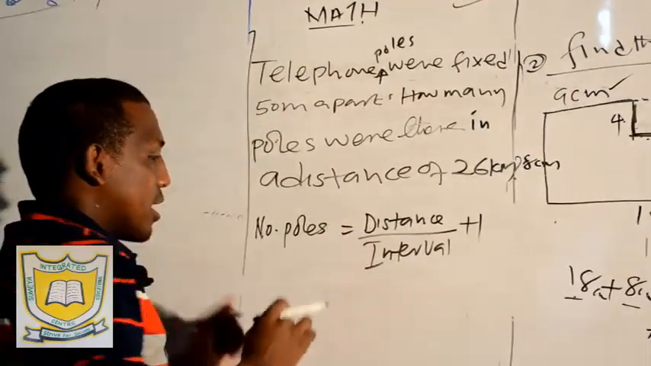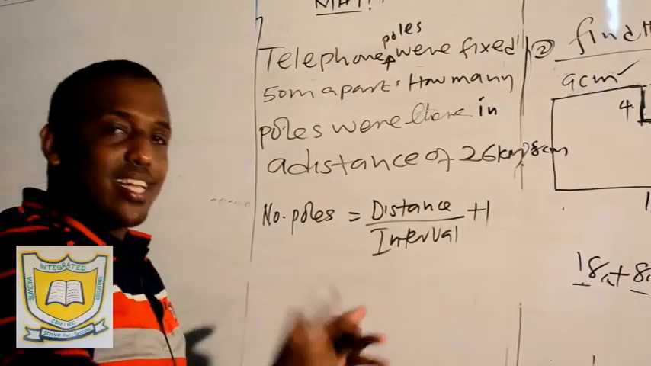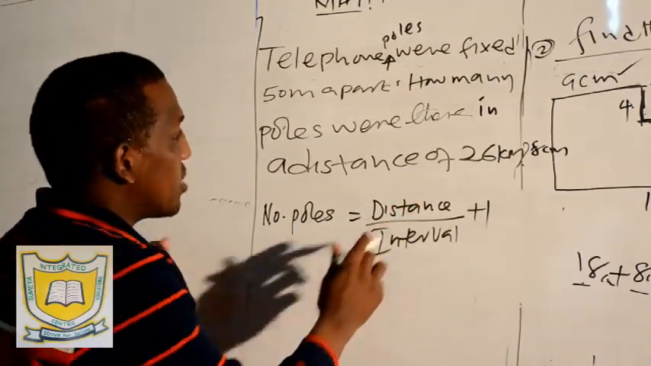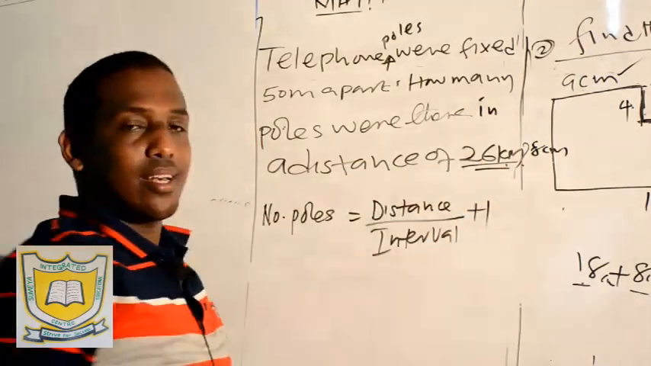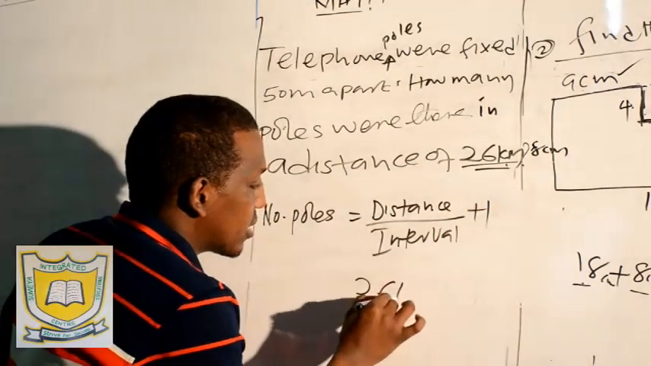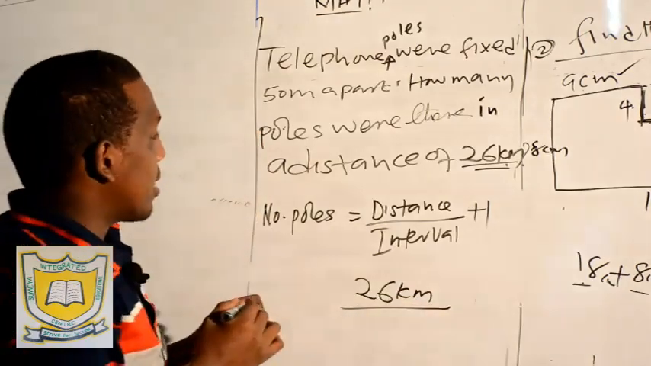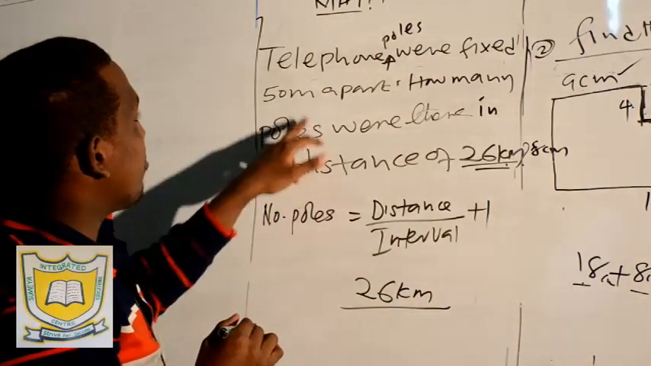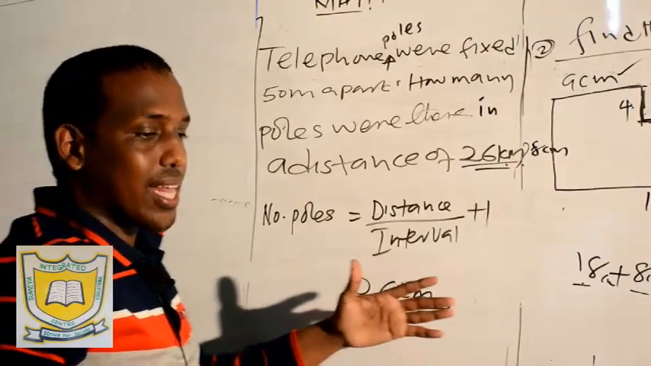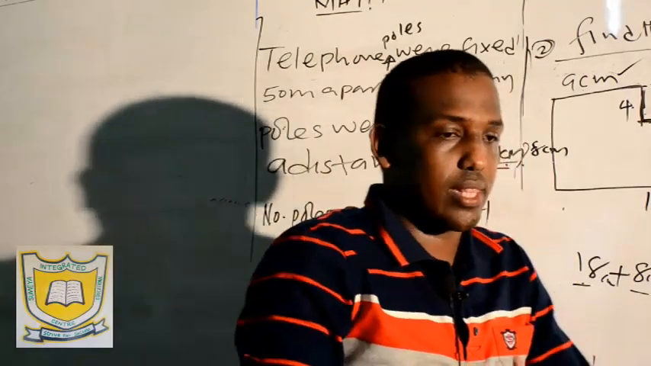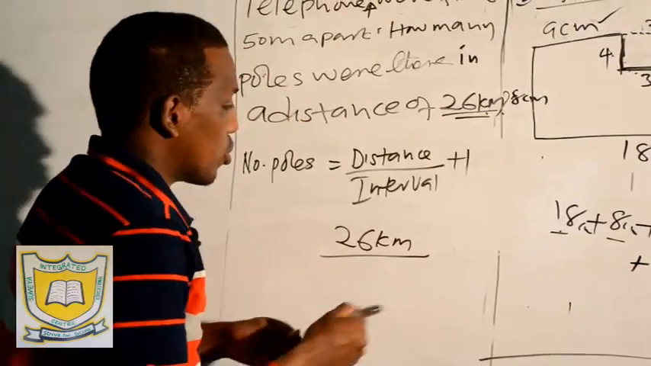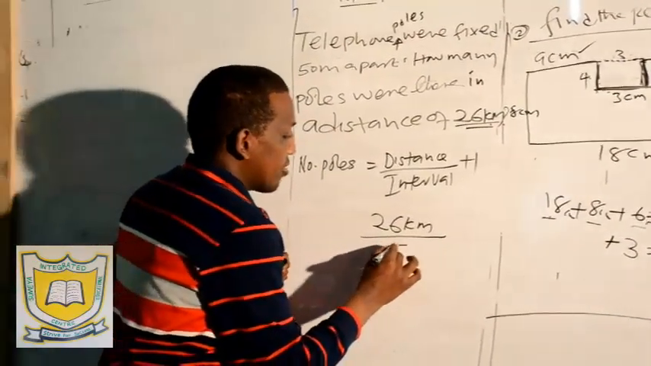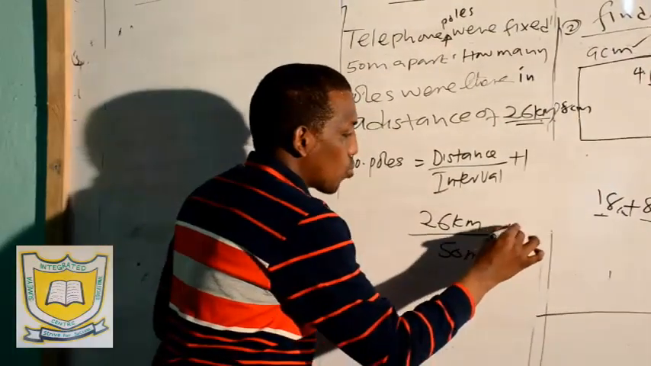Now, I said poles, trees, seedlings, flowers, all are the same. So where is the distance now here? Distance is this 26 kilometers. Then they said 50 meters apart. I said 50 meters apart is an interval. Interval, distance in between is the same. So 26 kilometers over 50 meters plus one.